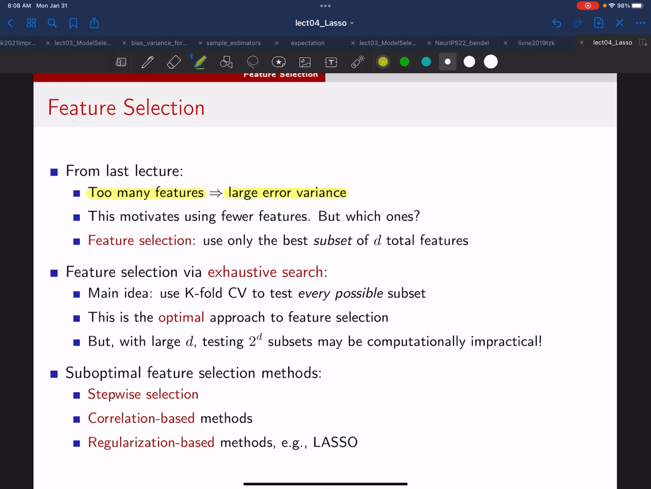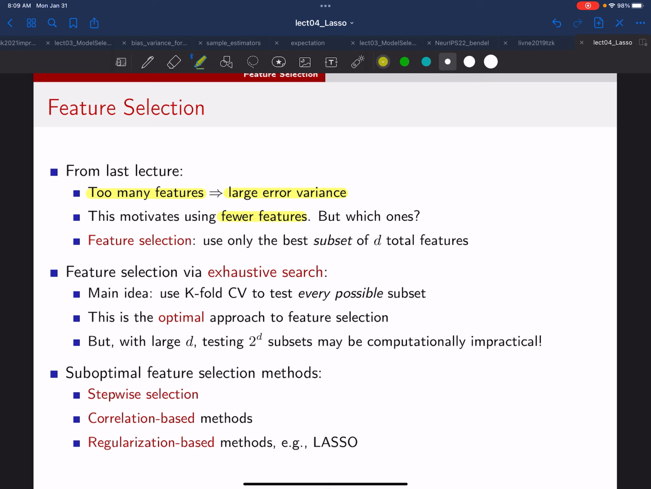And one of the ways we can do that is we can use fewer features, because that's something also that we learned, is that the variance is proportional to d plus 1, where d is the number of features. So if we can reduce d, then we should have smaller variance. Of course, we're going to have higher bias, so we have to somehow balance this out. So if I want to use fewer features, the question is, which ones do I use?